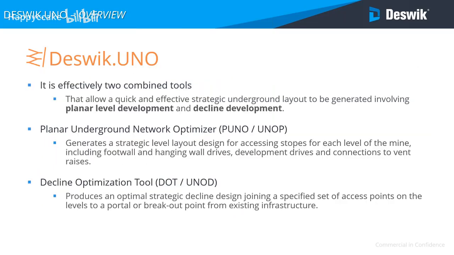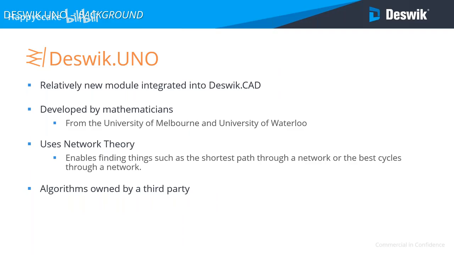Deswik Uno is effectively two combined tools. You have the planar underground network optimizer and the decline optimization tool. One algorithm for your level and the other algorithm for your decline. Deswik Uno is a relatively new module integrated into Deswik CAD, a couple of years old. It was developed by mathematicians from the University of Melbourne and the University of Waterloo. It uses network theory, which enables finding things such as the shortest path through a network or the best cycles through a network. The algorithms are owned by a third party.